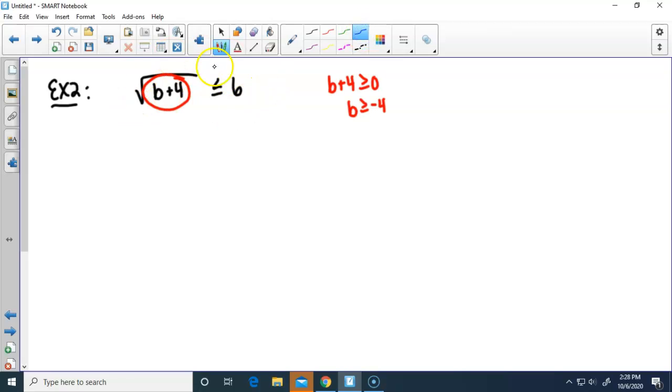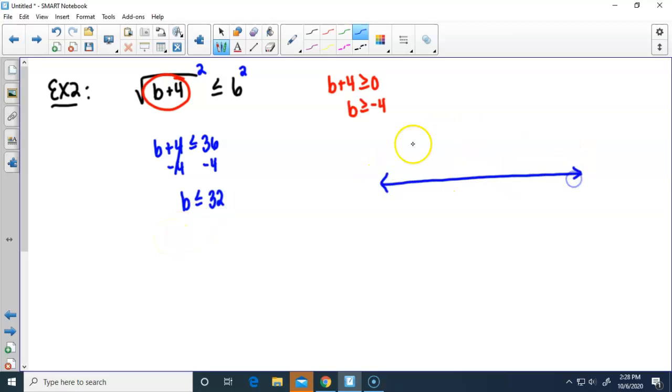And so we're just going to go ahead and solve this inequality like we would an equation. And that's going to give us b plus 4 is less than or equal to 36. And if we subtract that 4 from both sides, we get b is less than or equal to 32. So look at how this plays out here. I know that my domain here, I'll put -4 and 32 here on my number line. My domain is that b must be greater than or equal to -4. And I also know that my solution here is b is less than or equal to 32.